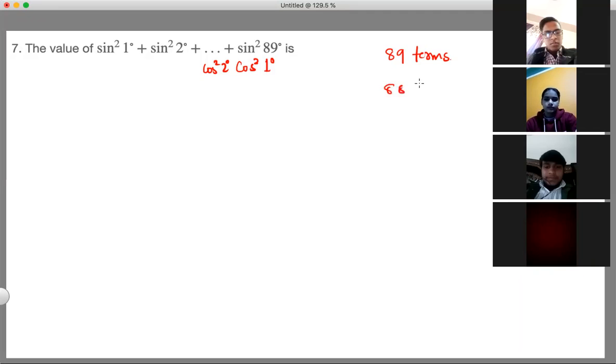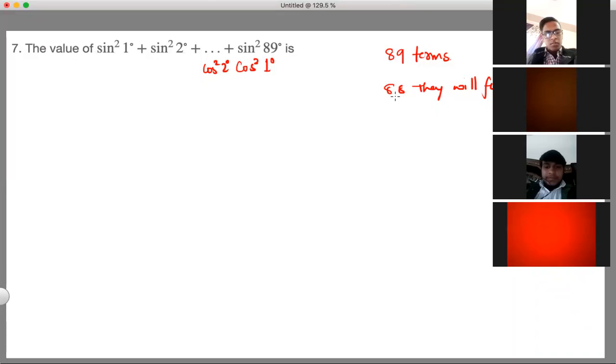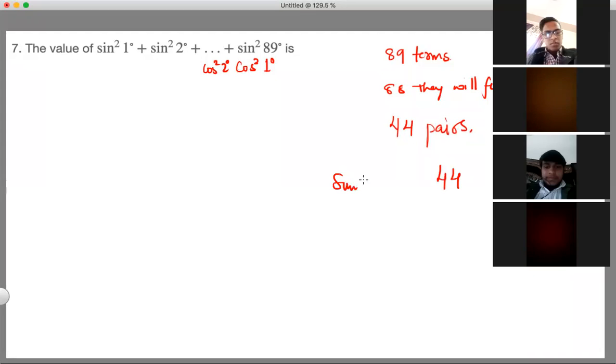88 जो है इनमें से दे विल फॉर्म पेयर्स, राइट? एट ऑफ देम विल फॉर्म पेयर्स. सो वो पेयर हमें क्या रिजल्ट देगा? हर एक पेयर क्या रिजल्ट देता है? 1 का. सो 88 फॉर्म कितने पेयर करेंगे? 44 पेयर्स फॉर्म करेंगे. तो इन सब 88 का जो सम है वो होगा 44. सम ऑफ 88 terms.